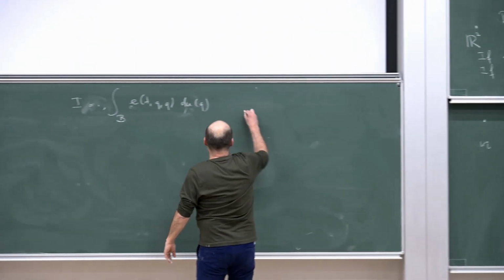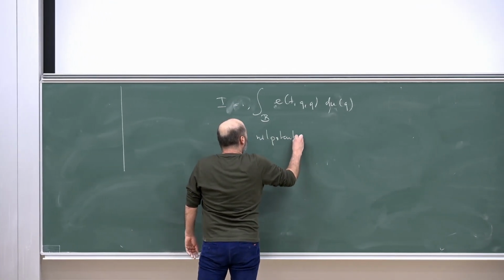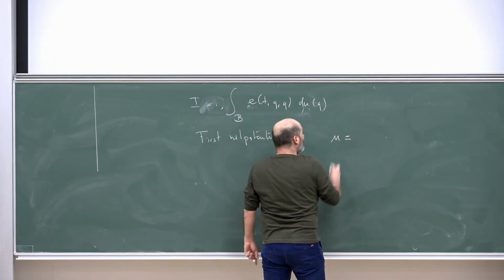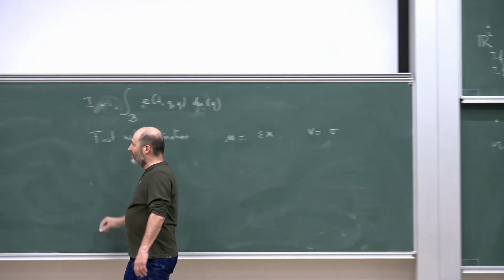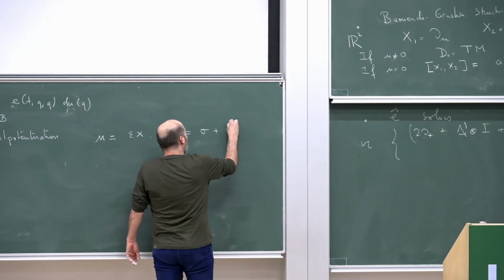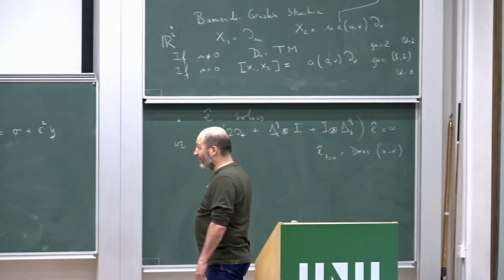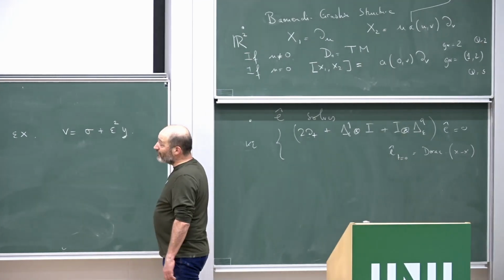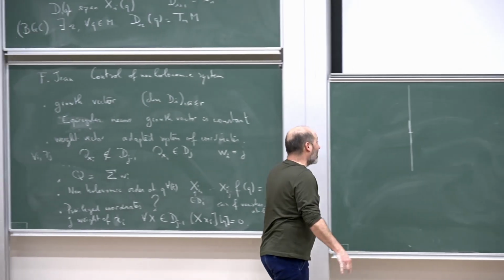So I make the first nilpotentization, which is to set u equals epsilon x and v equals a sigma that parameterizes my singular surface, and here I put epsilon squared y, because y is of weight 2. And if I do that, I will have an asymptotic expansion in the neighborhood of size square root of t.